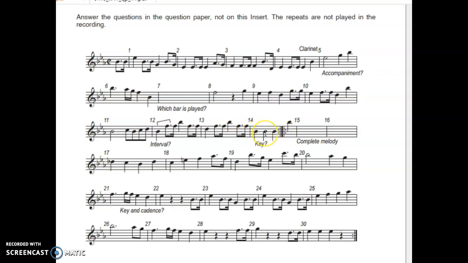So second playing, that you can already do. Let's try and figure out this bar. That's a sequence.